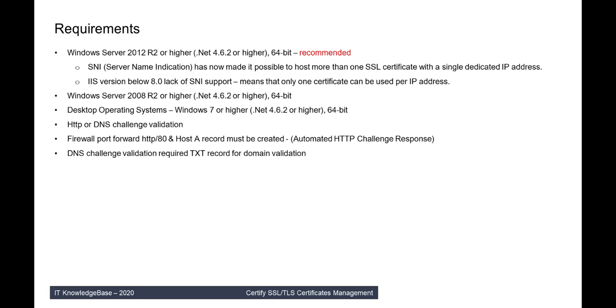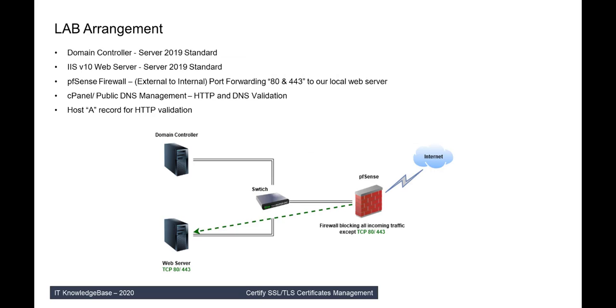Okay, so my lab arrangement is I am running domain controller on Server 2019 Standard, and IIS version 10 web server on Server 2019 Standard. I'm also using pfSense firewall in my virtualized environment with port forwarding enabled for TCP port 80 and 443. Port 80 is only required for HTTP-01 validation, otherwise we don't need this, and port 443 is for accessing secure web over the HTTPS. I'm also using my cPanel for creating and managing my own DNS records. You can use your own DNS manager to create and manage your DNS stuff.